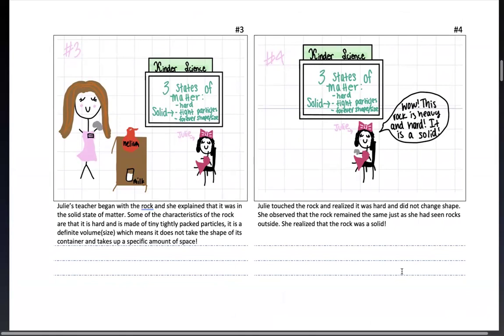Julie touched the rock and realized it was hard and did not change shape. She observed that the rock remained the same, just as she had seen rocks outside. She realized that the rock was a solid. She says, "Wow, this rock is heavy and hard. It is a solid."